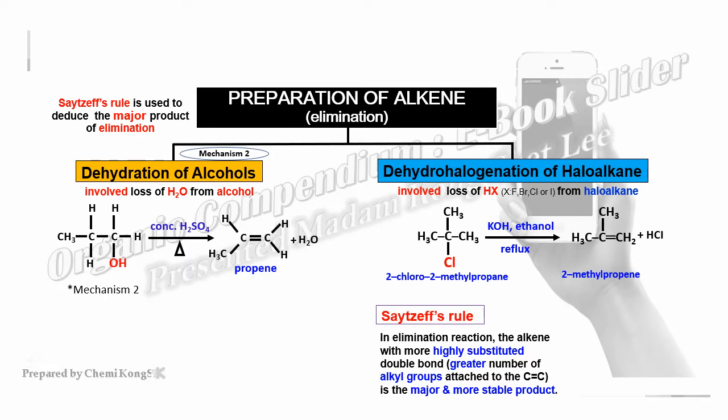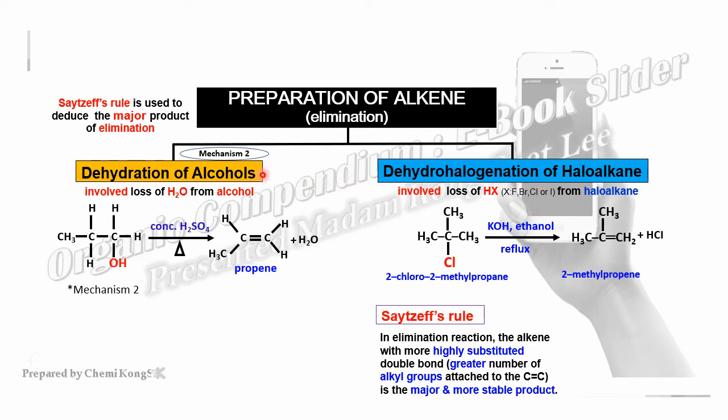Hi class! This video is about preparation and chemical reaction of alkene. The type of reaction involved is elimination. So there are two methods to prepare alkene. First, from alcohol, dehydration of alcohol. The second one is from haloalkane, dehydrohalogenation of haloalkane.